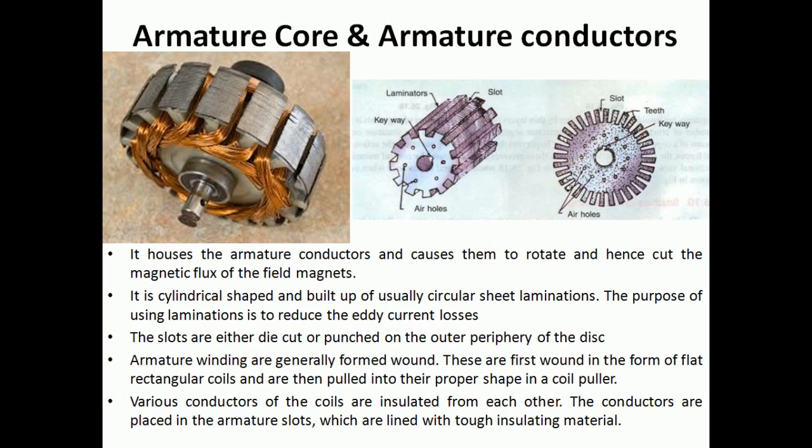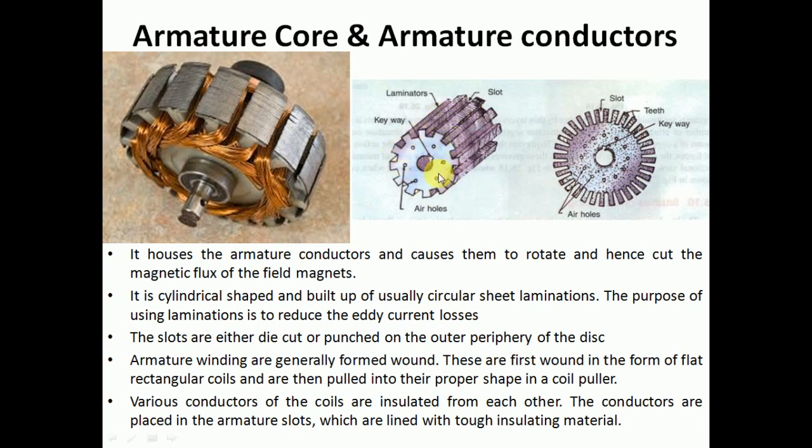So far, we have studied about the yoke, pole core and pole shoe assembly, and field winding. All of these were related to the stator side of the DC machine. Now we are going to study about the components which are present at the rotor side of the DC machine. The main function of the armature core is to house the armature conductors. It is these armature conductors which are cutting the magnetic flux lines from the poles to produce the required EMF.